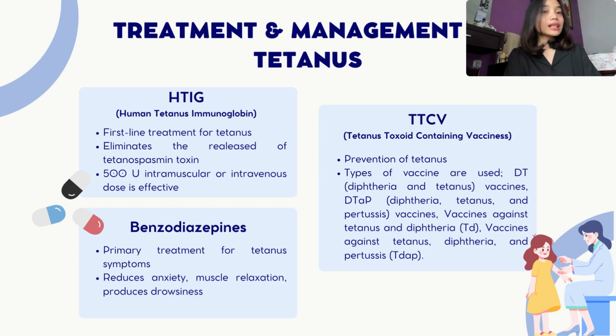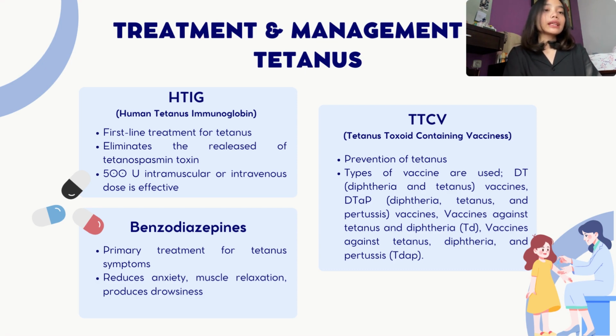So now I'm going to tell about the treatment and management for tetanus. Human tetanus immunoglobulin, or HTIG, is the first-line treatment to eliminate the release of tetanus plasmin toxin. 3,000 until 6,000 units is the therapeutic dose in the case of generalized tetanus. Diazepam is the most frequently used in tetanus, not only as a muscle relaxant, but also to minimize potentially fatal respiratory issues. Tetanus can be prevented by immunization with tetanus toxoid-containing vaccines or TTCV.